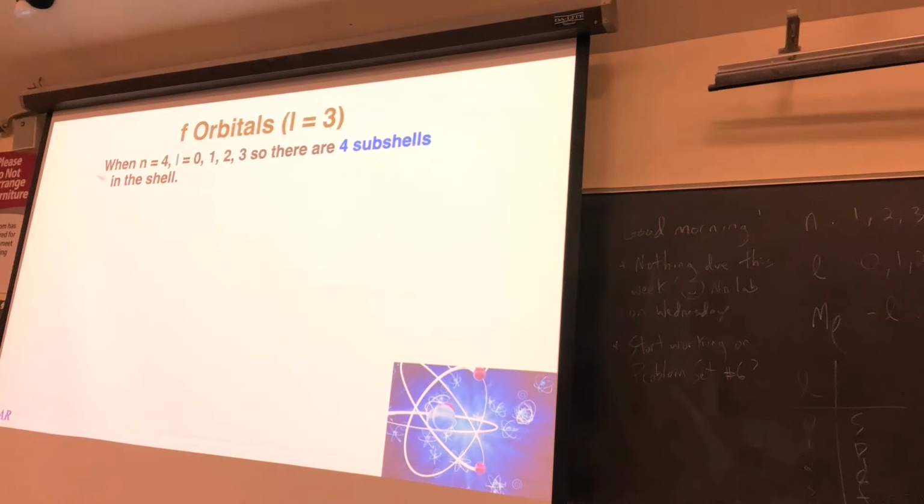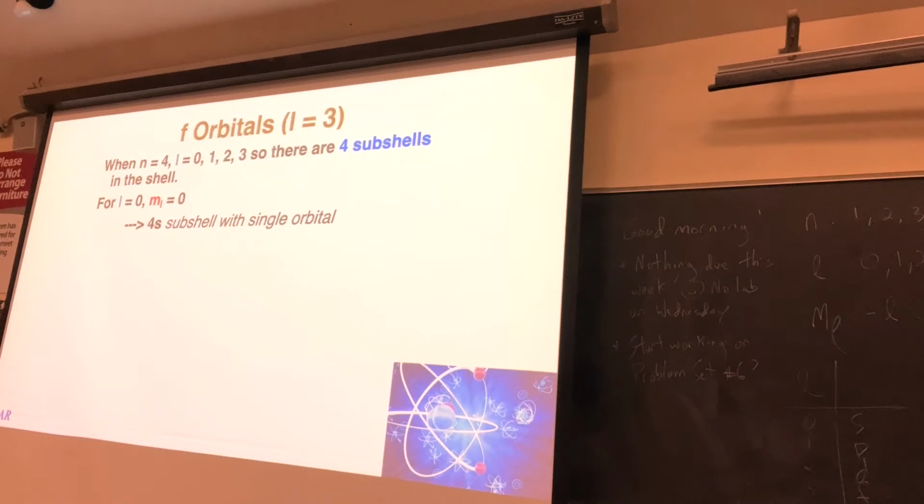So if you had n equals 4, L goes from 0 up to n minus 1, so 4 minus 1 would be 3. So the L values are 0, 1, 2, and 3. So this is like saying that on the 4th street, n equals 4, there are 4 houses, all right? Now the official word is not houses, it's subshells, but same idea. There are 4 subshells on the n equals 4 shell. Or if you want, there are 4 houses on the n equals 4 street.